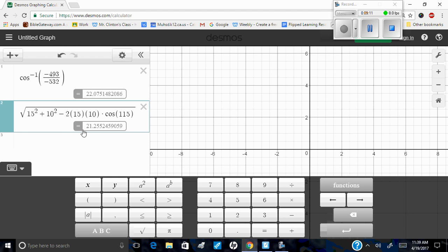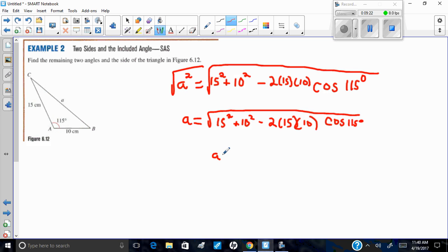I can see that my side is approximately 21.25, or 21.3. Now knowing this, like the previous problem, I now have a side and the angle across from it, so I can finish solving for my missing two angles using the law of sines.